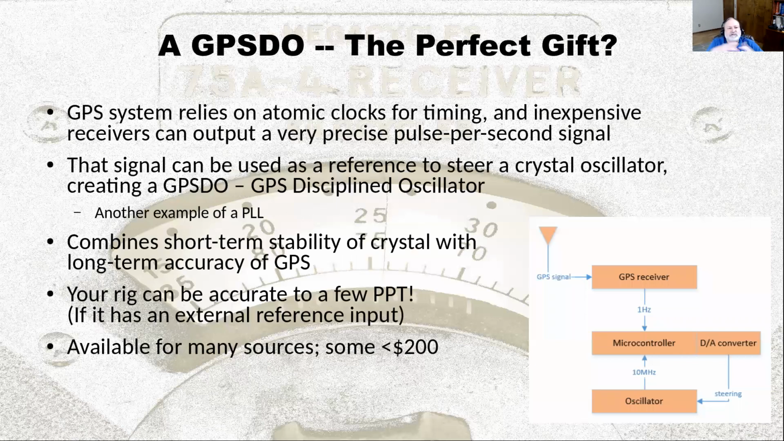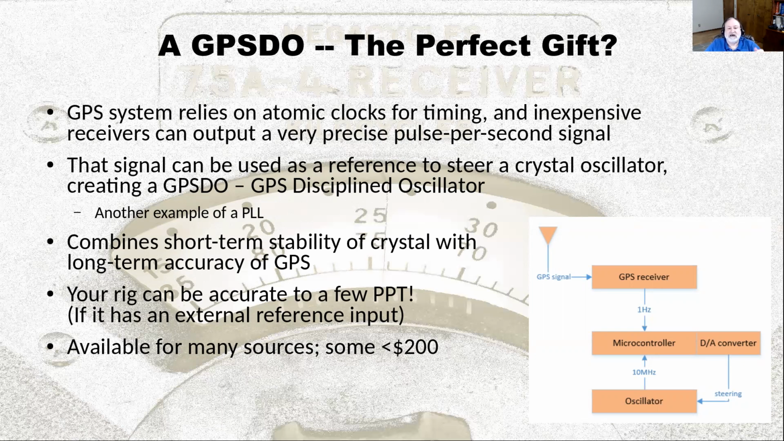So, if you are now convinced that you need to have a better reference in your radio, you might consider asking your significant other to get you a GPSDO as a present. A GPSDO is a GPS disciplined oscillator. The GPS navigation system relies on atomic clocks for timing, and inexpensive GPS receivers can output a very precise pulse per second signal. That signal can be used as a reference to steer our crystal oscillator, which creates a GPS disciplined oscillator. It's really another example of a PLL.